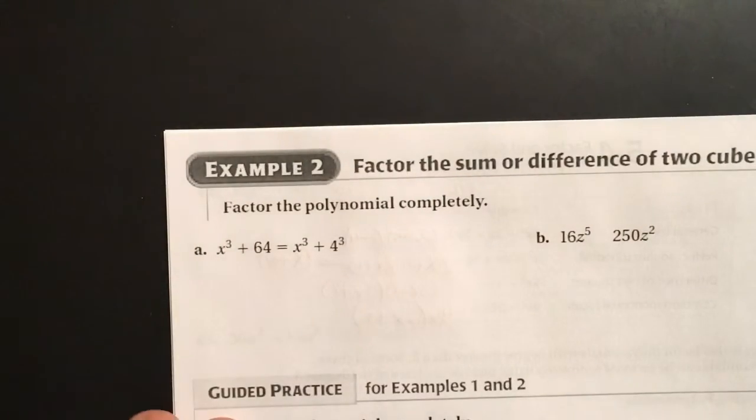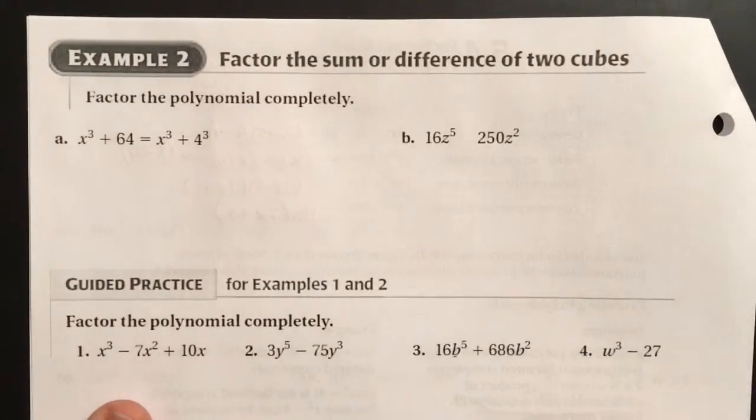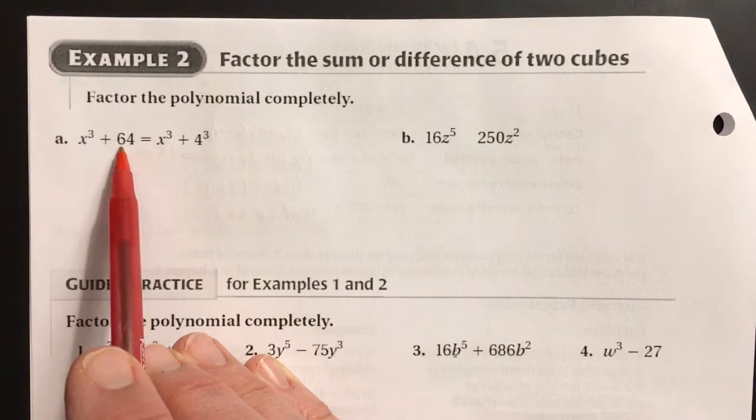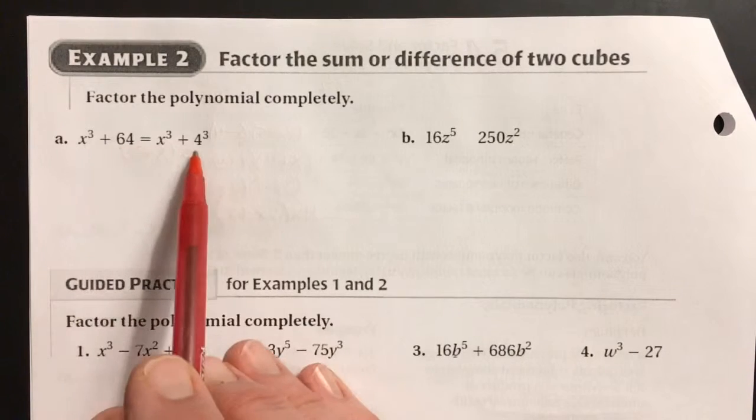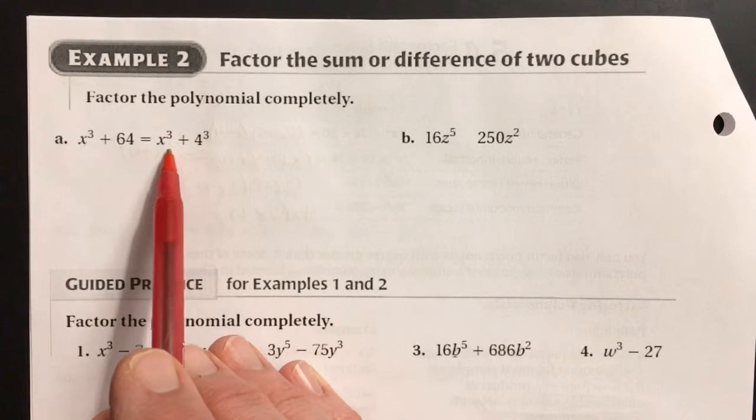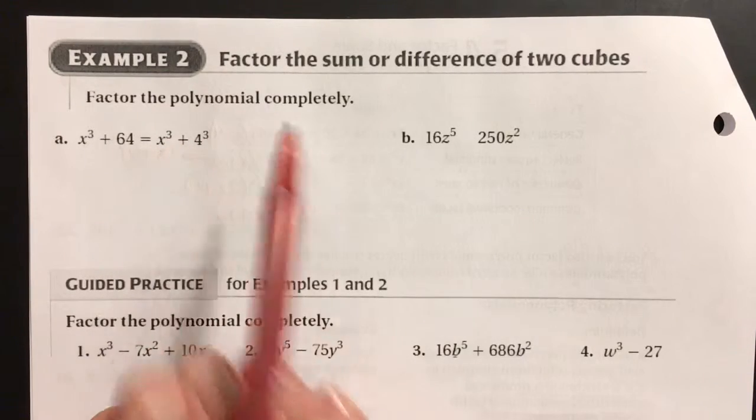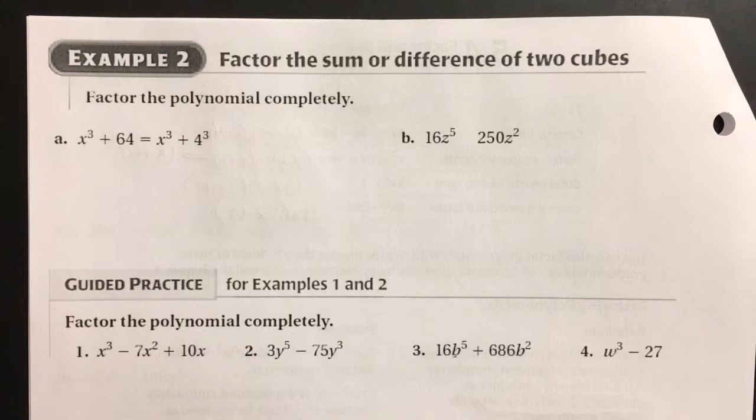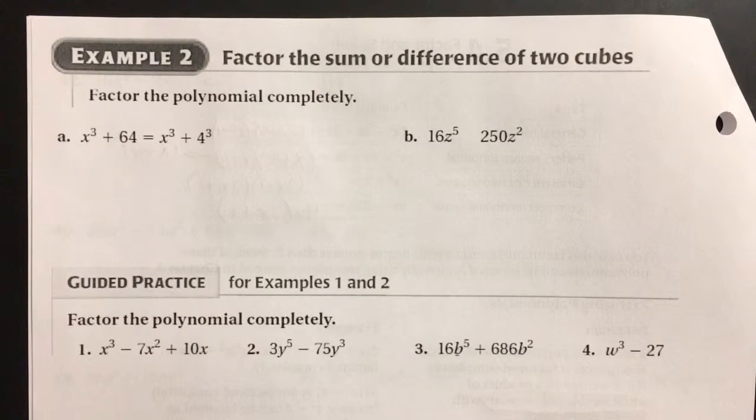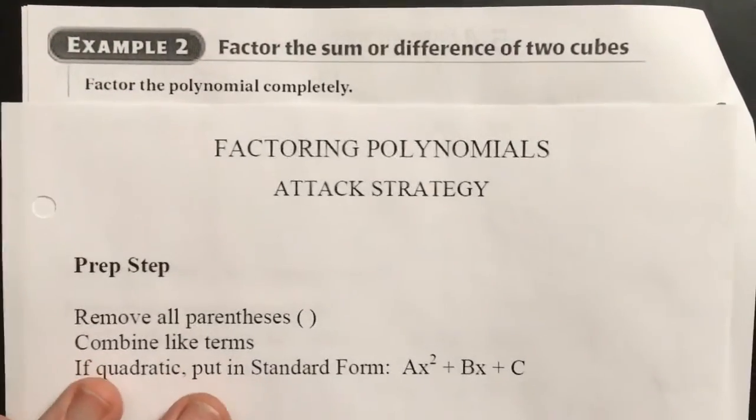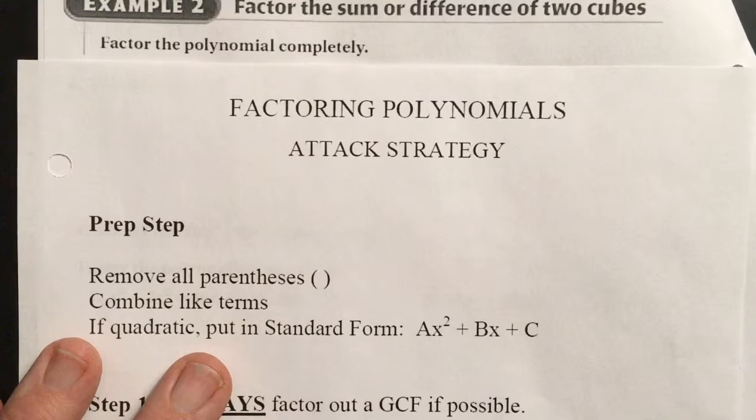So, here's a couple examples. The first one here, and they did a little extra work for you. It starts out as x cubed plus 64. Well, 64 is actually the same as saying 4 to the third power, 4 cubed. So you have x cubed, 4 cubed. So you have the sum of 2 cubes. So you'll be able to use that formula. Now here's a great time to show you another formula I have for you before we do these problems. Here's an attack strategy for doing factoring.